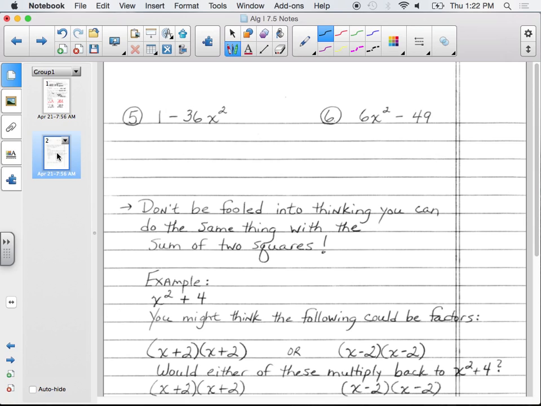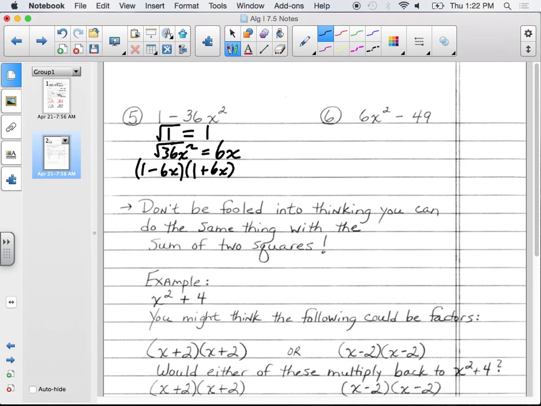Yes, Isaiah? What if it's not a perfect square? Let's find out. All right, number 5, square root our first and second term. Square root of 1 is? 1. Square root of 36x squared is? 6x. So our final answer is? 1 minus 6x and 1 plus 6x. It can be in either order.